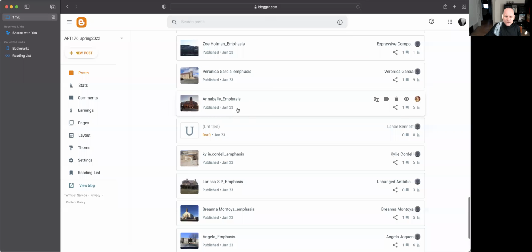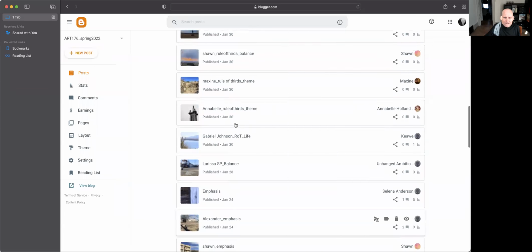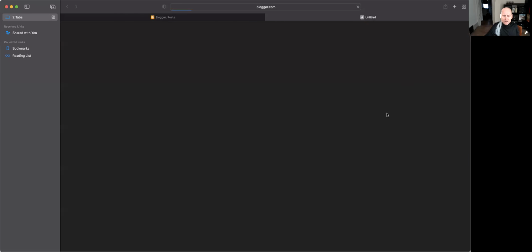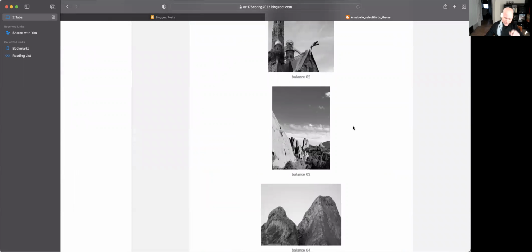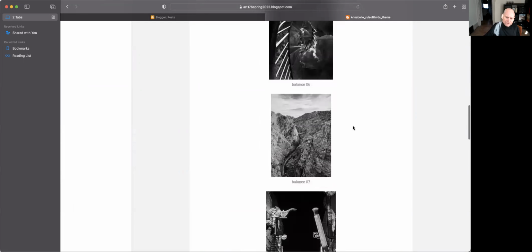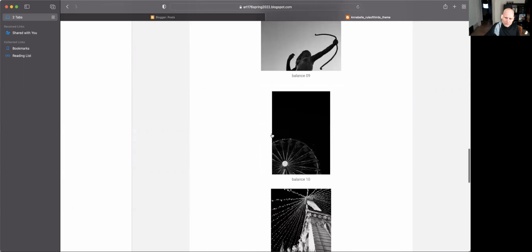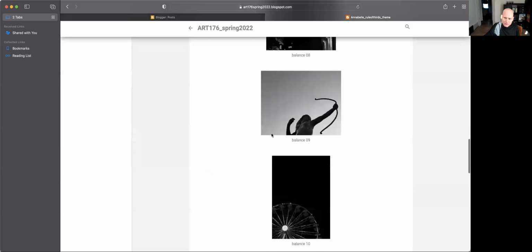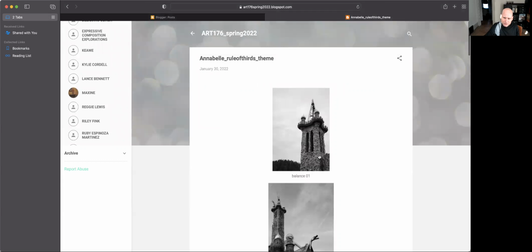Let's take a look now at your other project, which is going to be the rule of thirds here. Let's see. Annabelle, rule of thirds theme. All right. Oh, I see you. Excuse me. I see you have your black and white setting on. That's cool. And you're switching back and forth a bit from vertical to horizontal. I see also that we've got some shapes that are being reconfigured, the different shapes of your composition.